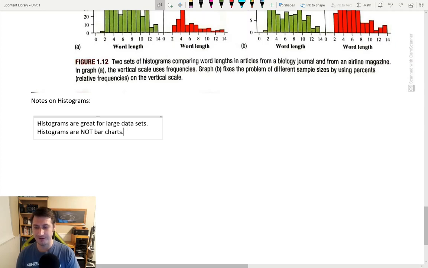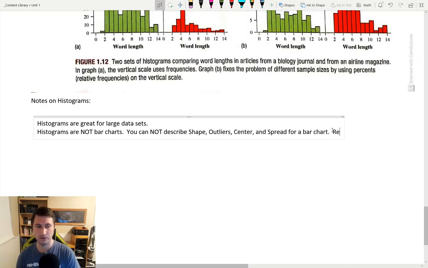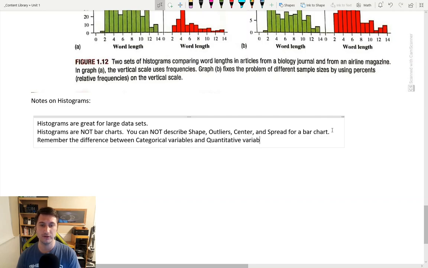Okay, they are different. So you cannot describe shape, outliers, center, and spread for a bar chart. Remember the difference between categorical variables and quantitative variables. All right, that's really important.